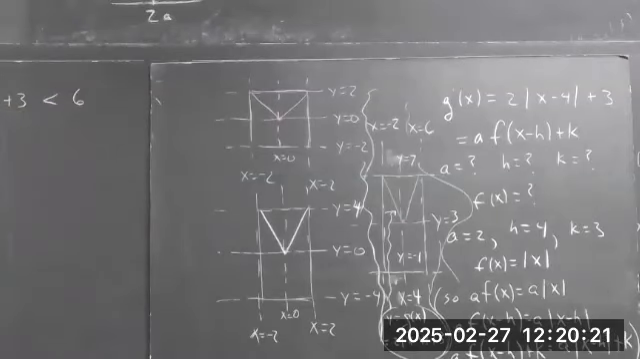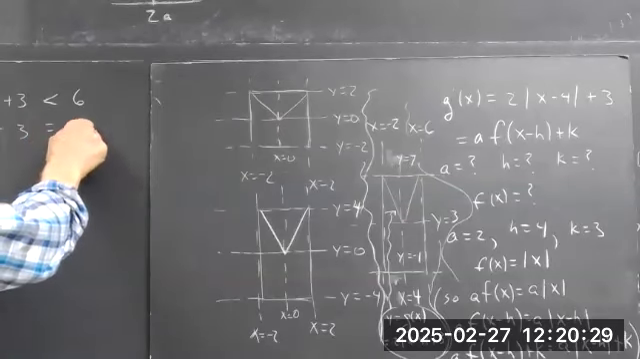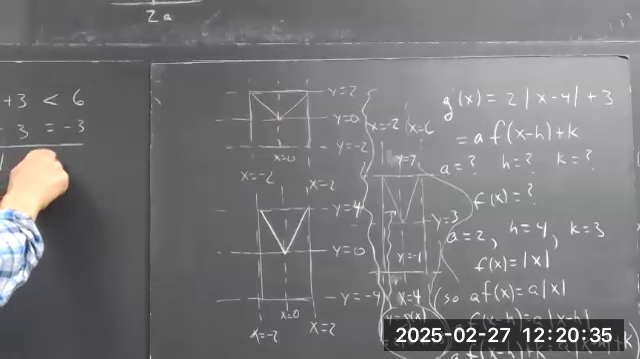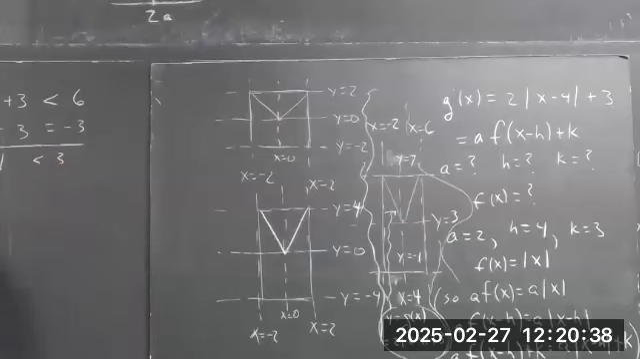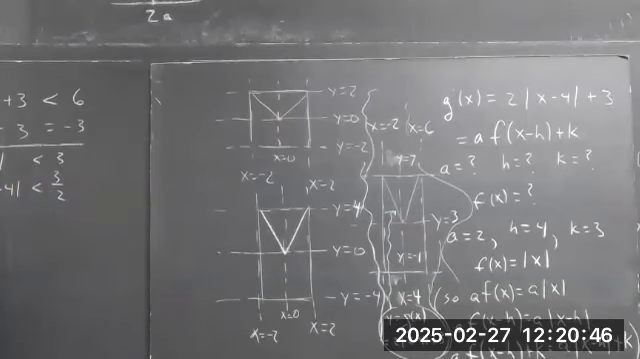Suppose we have this inequality. Well, we can subtract 3 from both sides, and we get 2 times the absolute value of x minus 4 less than 3. Then we divide by 2, which gives us absolute value of x minus 4 less than 3 halves. So x minus 4 has to be less than 3 halves. If it were greater than 3 halves, its absolute value wouldn't be less than 3 halves, right?